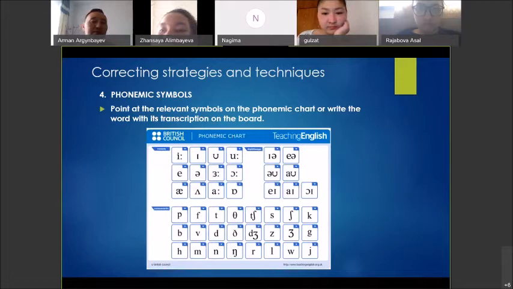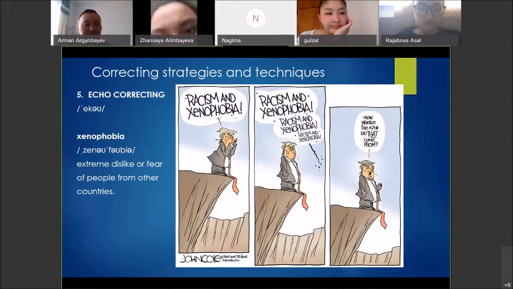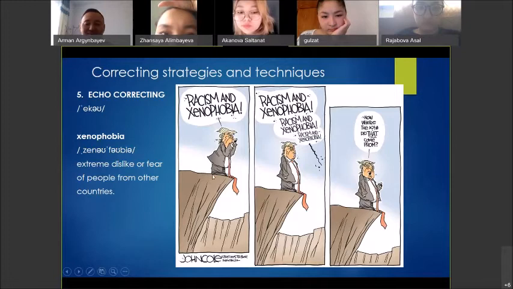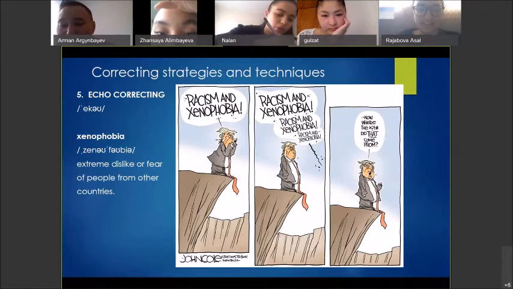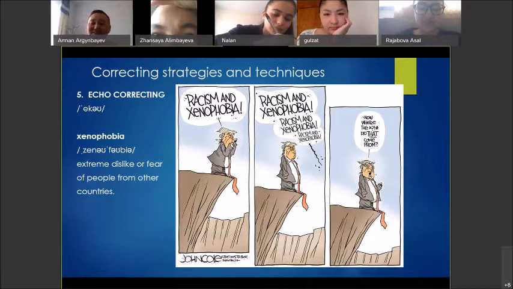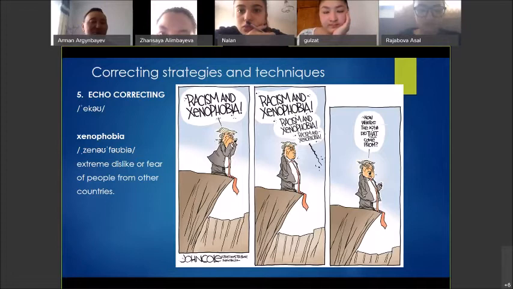All right, let's go to the next correcting strategy. It's echo correction. Here we have a cartoon, which I liked. This is Trump, the president of the United States, standing on a cliff and shouting racism and xenophobia. So he keeps shouting, and then he's surprised, like, where did that come from? It's not me, it's people talking, I'm just echoing it. So this is a bit hilarious, but actually it's Trump himself talking about racism and xenophobia, and people are influenced.